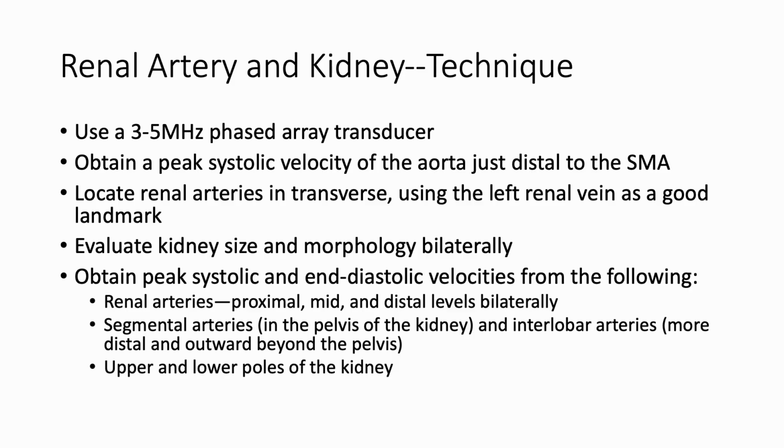You're going to evaluate the kidney size and morphology bilaterally, on both sides. We're going to obtain peak systolic and end diastolic velocities from the following. The renal arteries, you'll do proximal, mid, distal, both sides. Segmental arteries, which are in the pelvis of the kidney, and interlobular arteries, more distal and outward beyond the pelvis, and then upper and lower poles of the kidney. I have a picture coming soon to help this make sense.